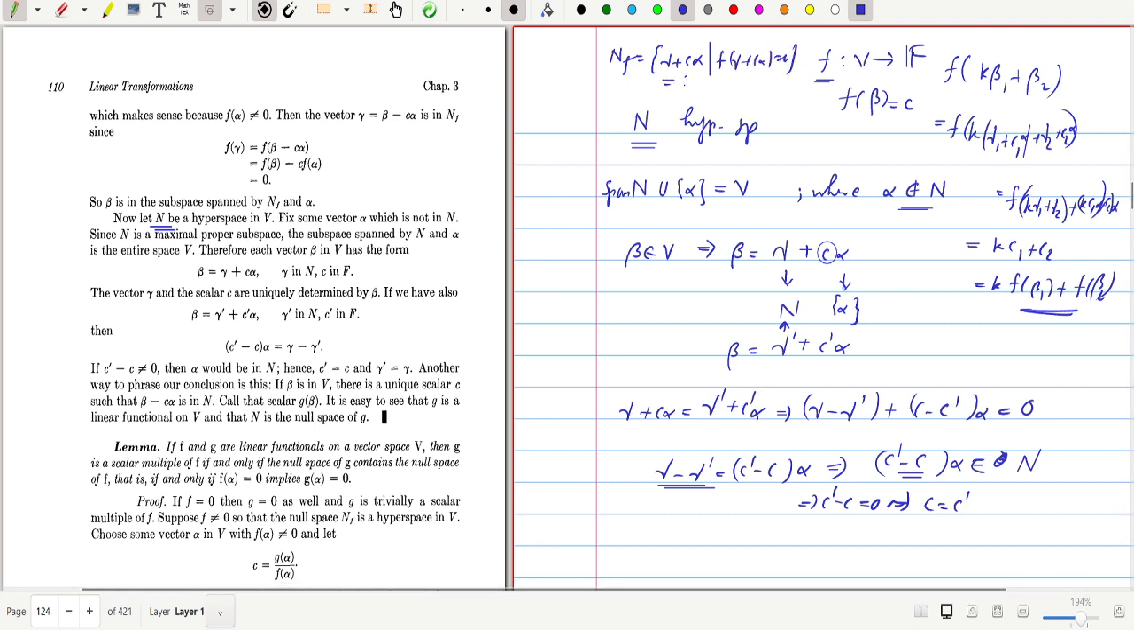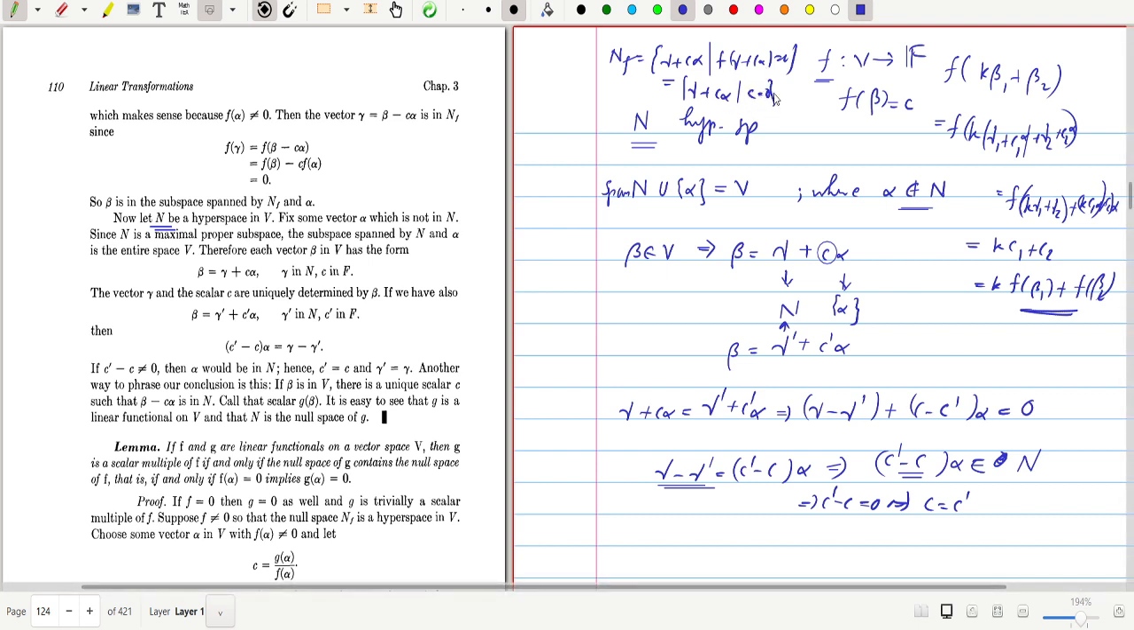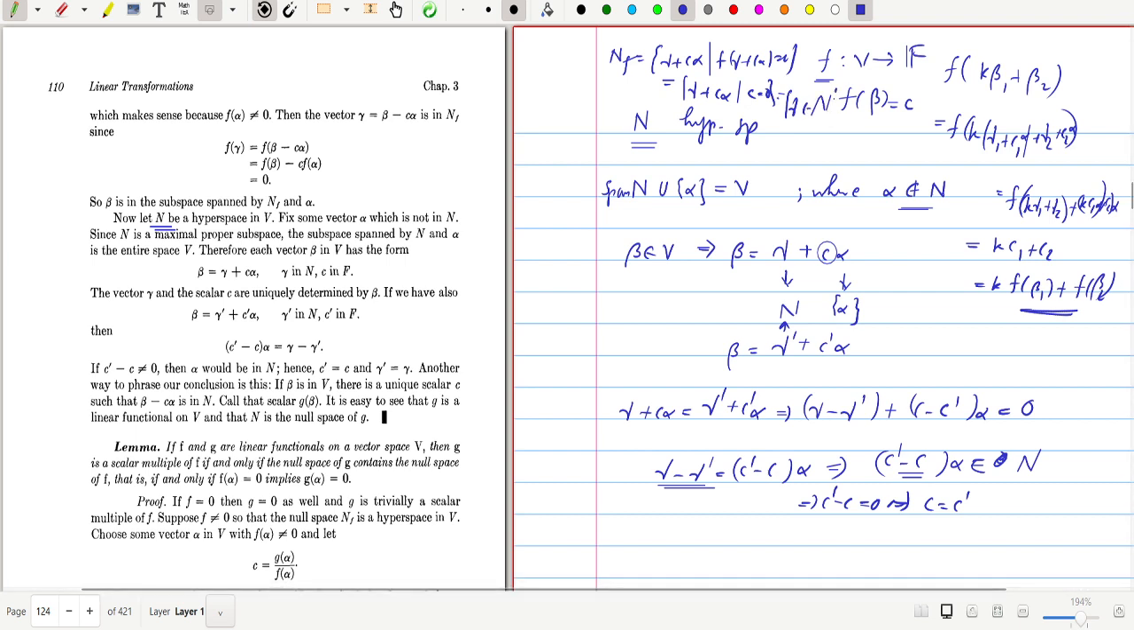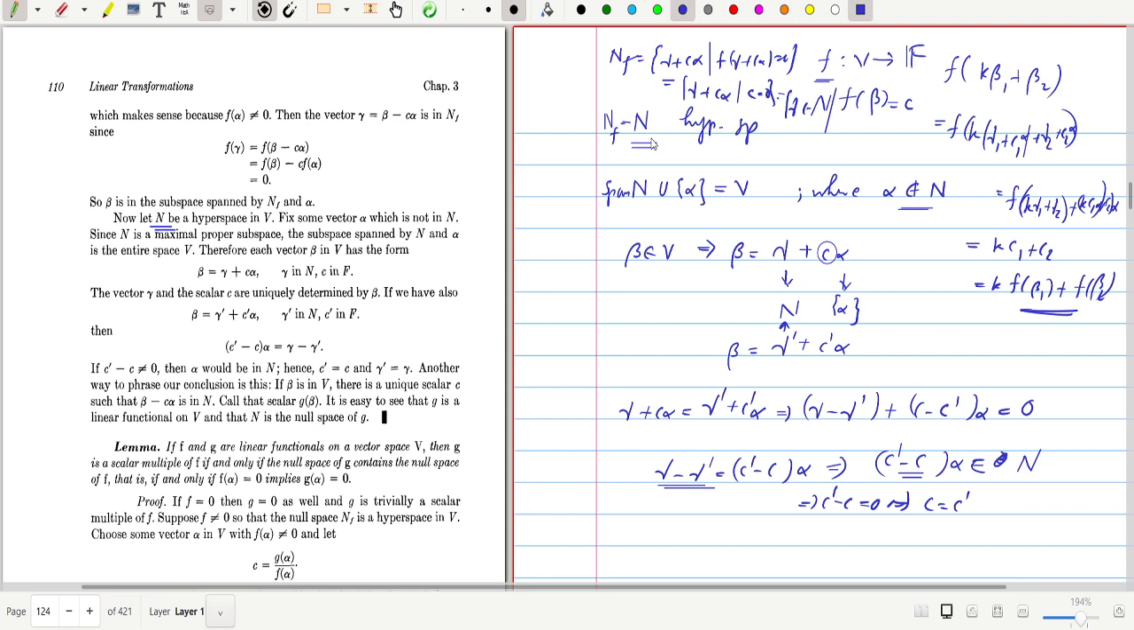That is the set of all gamma plus C alpha such that f of gamma plus C alpha, which is C, is equal to 0. That means the set of all gamma belonging to N. So this is the definition of the null space. So this N is nothing but the null space of f. So every hyperspace is a null space of some non-zero linear functional. This proves the theorem.